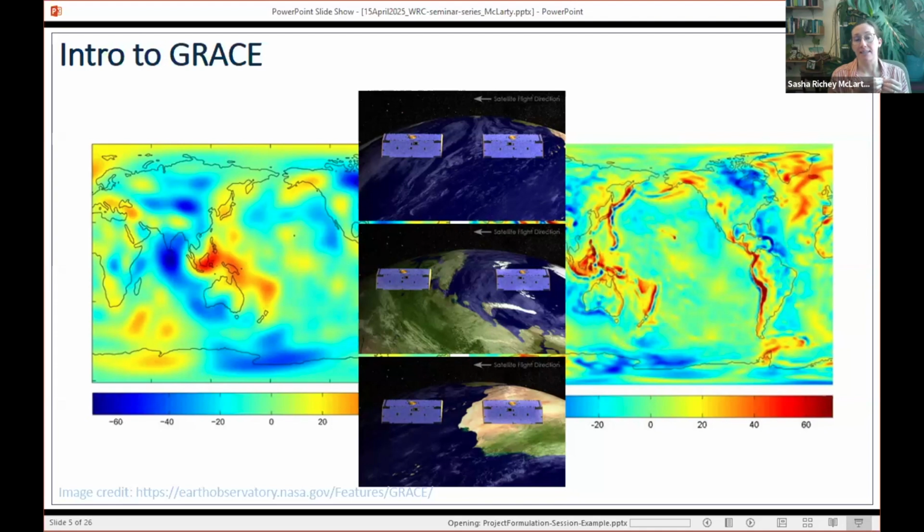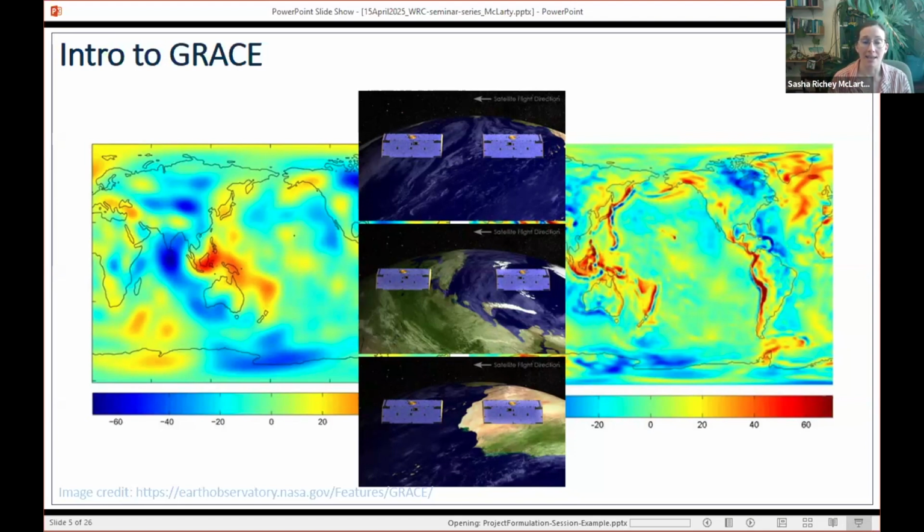So as the satellites come up to where there had been more mass, the distance increases. If there's less mass in an area, the satellite distance will decrease. So there's really high accuracy, to about the diameter of a human hair, in terms of measuring the distance between the satellites that changes as a function of water stored, movement in water stored on land.